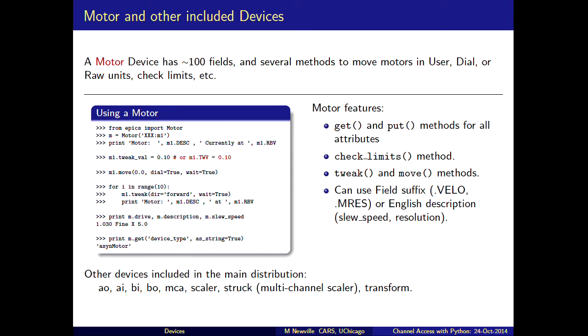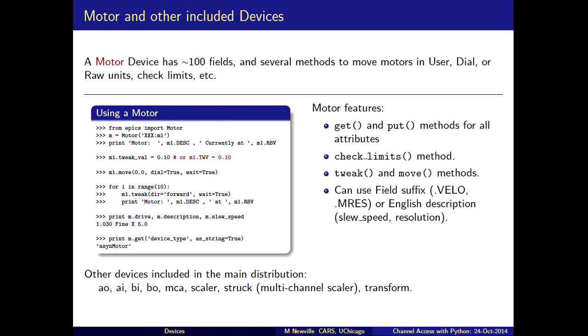OK, so a key example of a device is a motor. A motor has about 100 fields, and there are a lot of things you might want to do with it. You might want to move the motor in user or dial values. You might want to check the limits and so on. So this exists as a device. Motor is a device. You can just create a motor, and you can easily get its description and its readback value. You can do a move in dial units or in user units, and so on. And you can get all of these fields, slew speed, description, and so on, as nicely formatted attribute names.